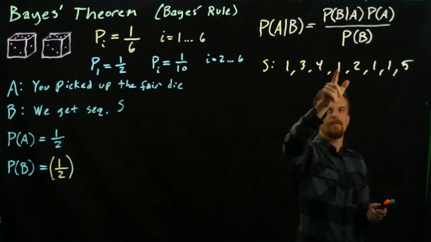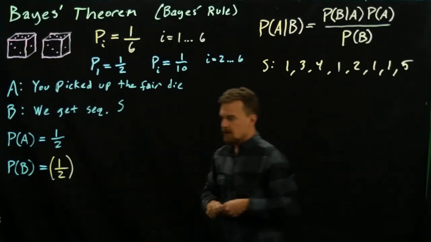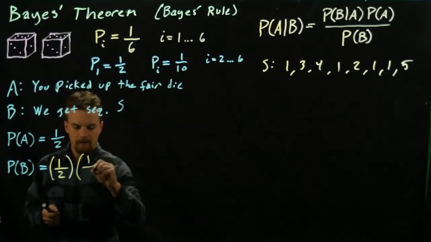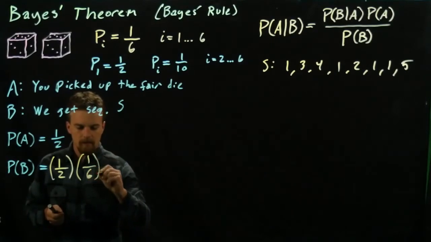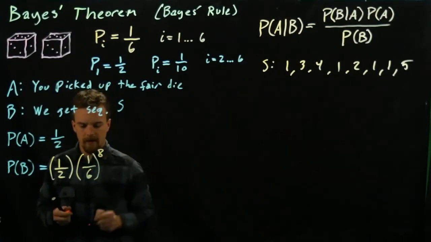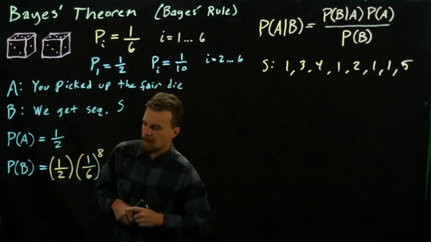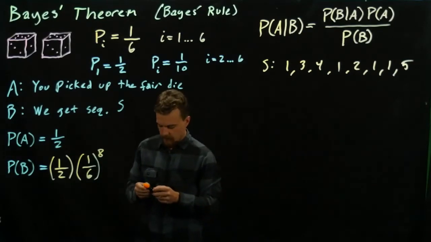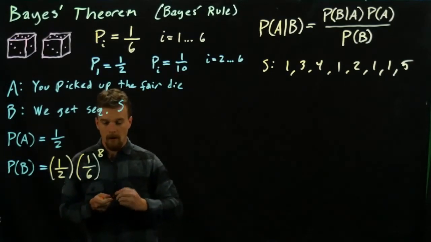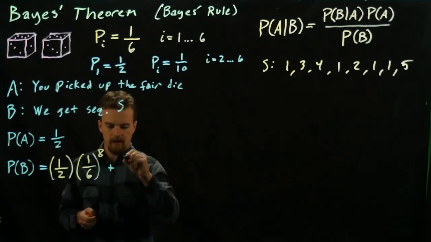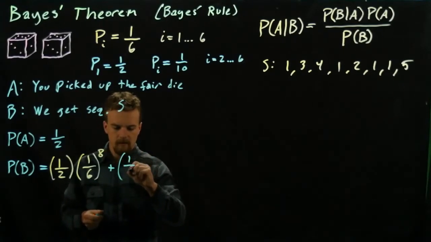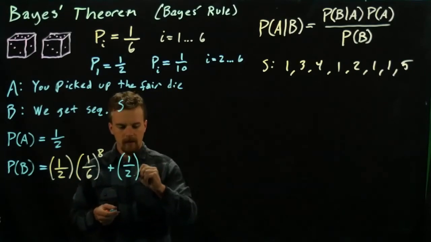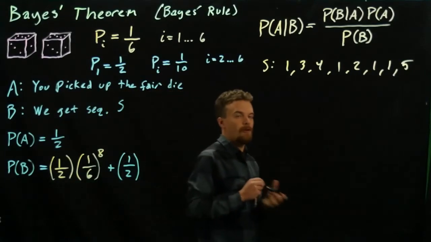What do we have? 1, 2, 3, 4, 5, 6, 7, 8. So the probability of this sequence with a fair die is 1/6 multiplied by itself 8 times, or to the power of 8. Okay, so that's the probability of B if we pick the fair die. Now we have to say or we could have picked the weighted die. So the probability of picking the weighted die, again, is 1/2, right? And we proceed to roll this sequence.